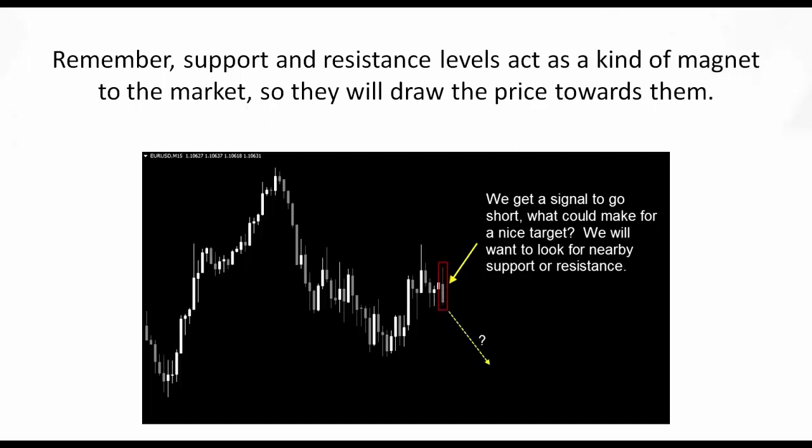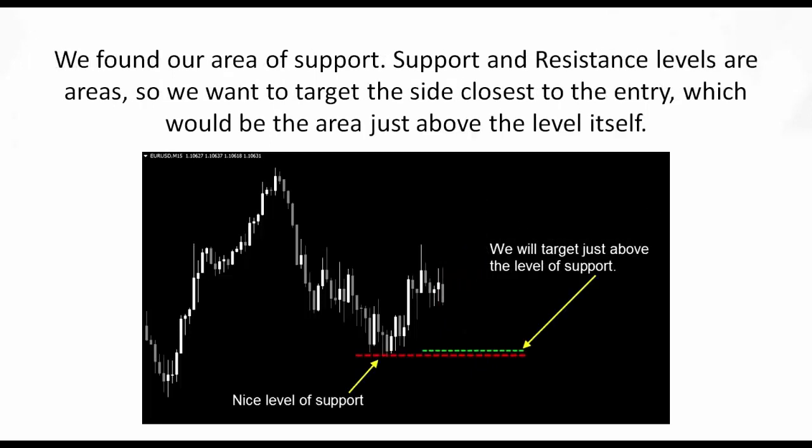Now we can place a 1-to-1, but in this case, we're going for support and resistance. This becomes our level of support. Let's read the text. We found our area of support. Support and resistance levels are areas, so we want to target the side closest to the entry, which would be the area just above the level itself.